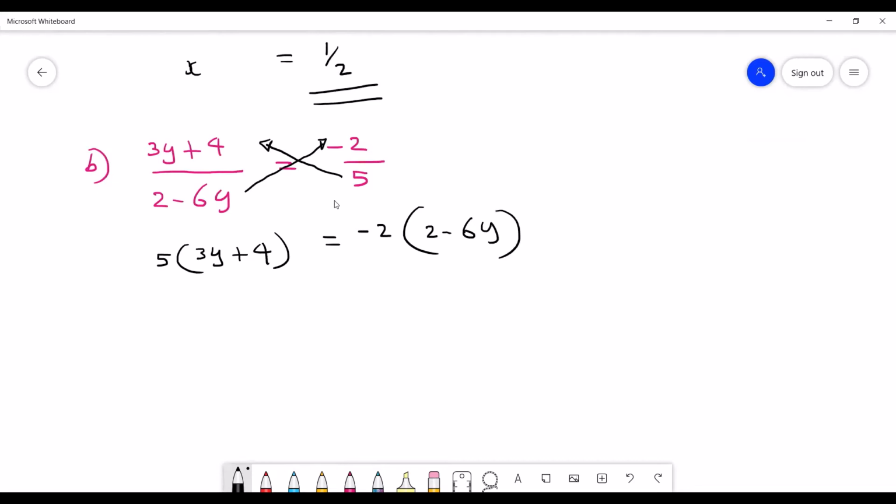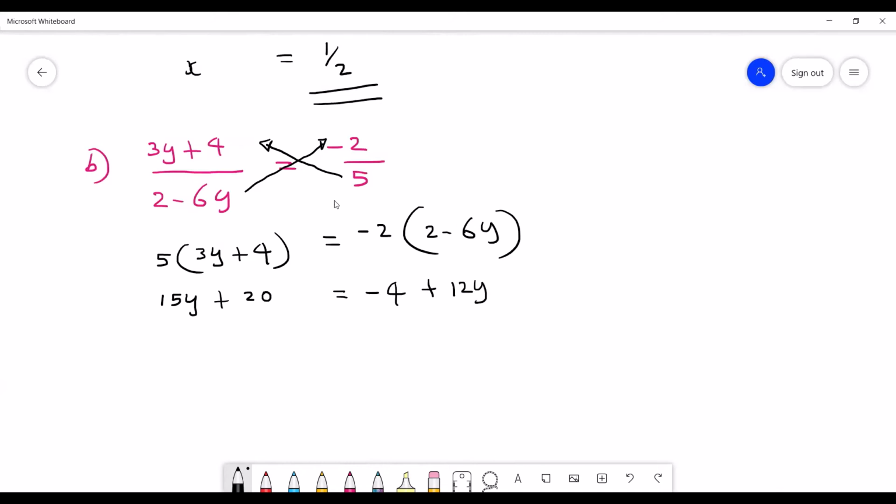So open that bracket by multiplying with 5 in left hand side as well as with minus 2 in right hand side. So 5 into 3y is 15y plus 5 into 4 is 20 is equal to minus 2 into 2 is minus 4. Then we have to multiply minus 2 with minus 6. Minus into minus is plus, we will get. So 2 into 6 is 12y.